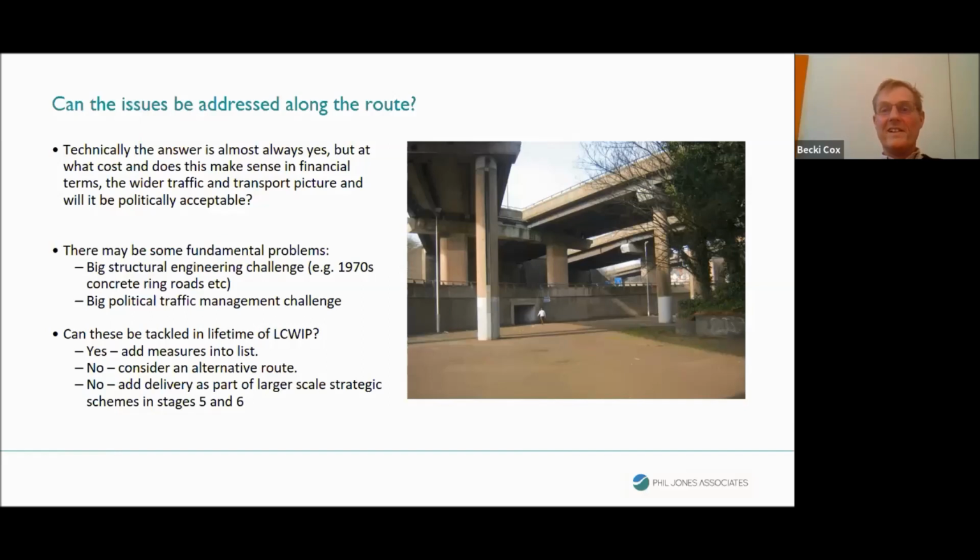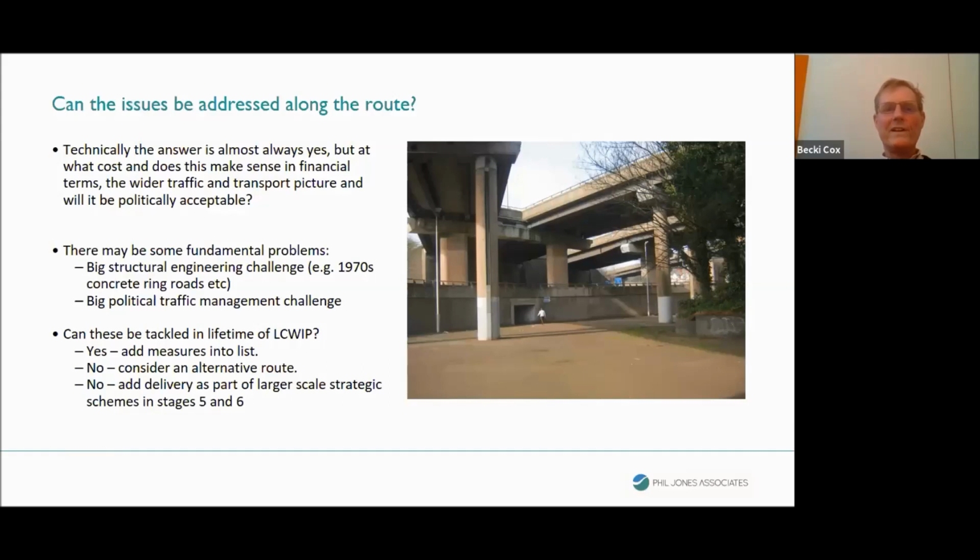And so tackling that is probably a bit beyond just a walking and cycling scheme. It needs a fairly major public investment to link up the areas either side of that. But nevertheless, it's something that needs doing, and so it still needs to go onto our list.